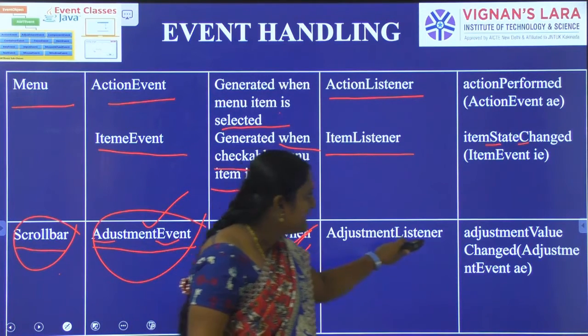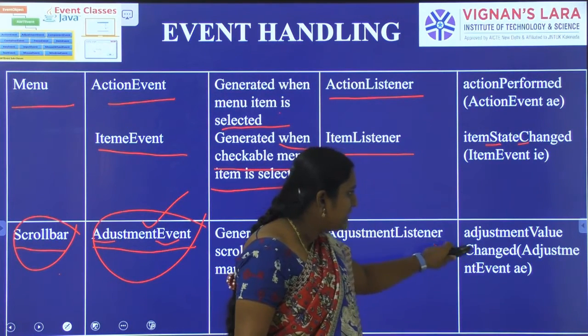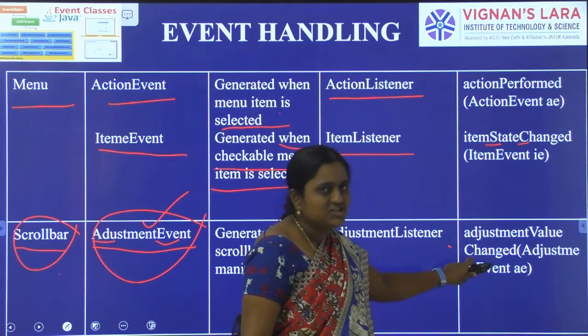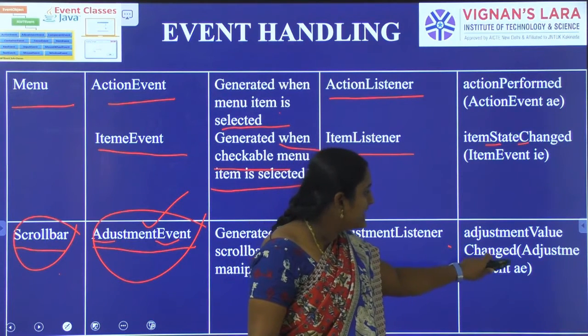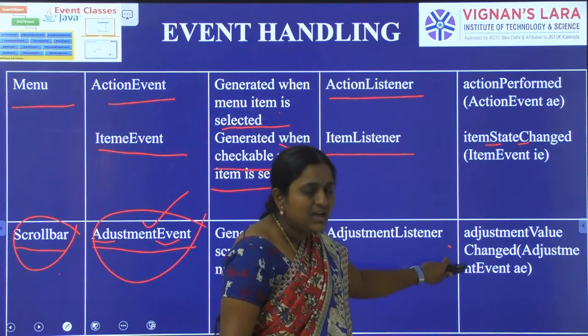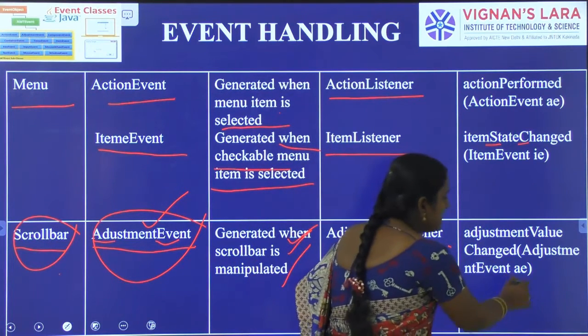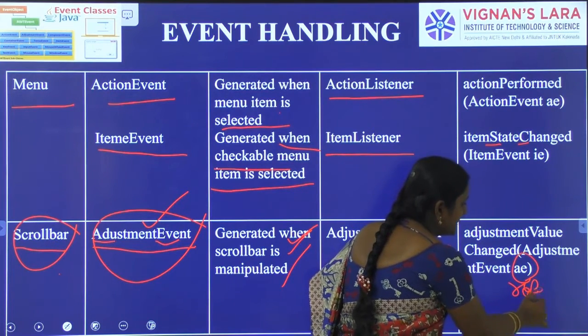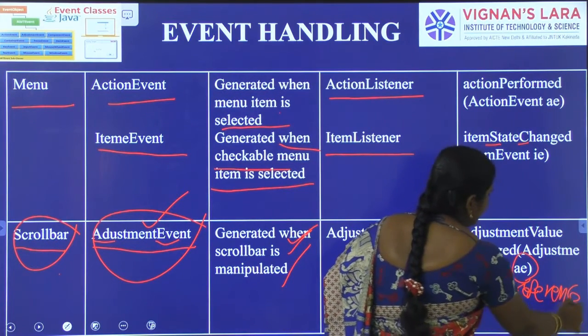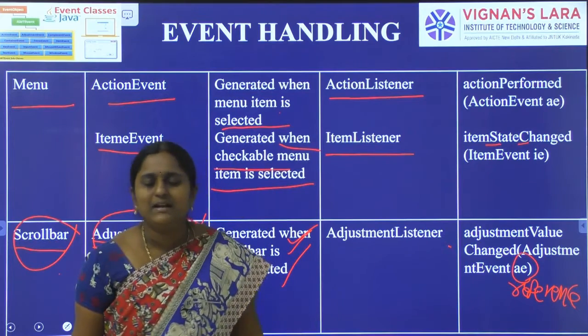So here the AdjustmentListener interface defines one method, adjustmentValueChanged. Here AdjustmentEvent is the object. This object is supplied as an argument to adjustmentValueChanged. Here A is the reference of the AdjustmentEvent object.